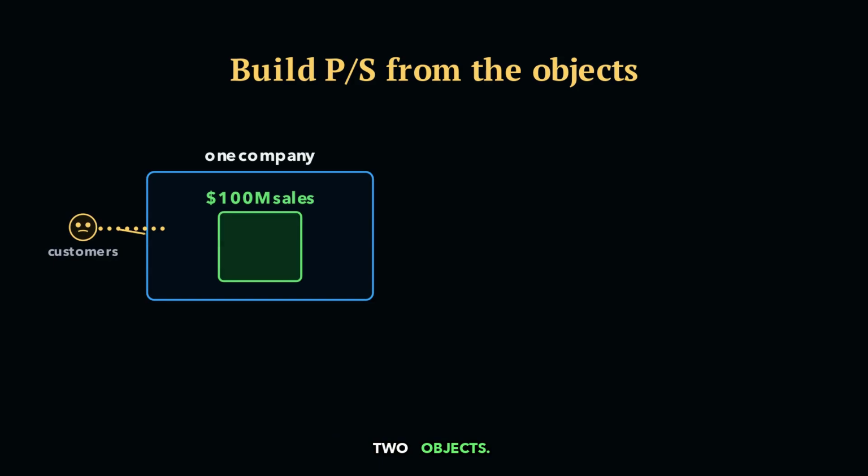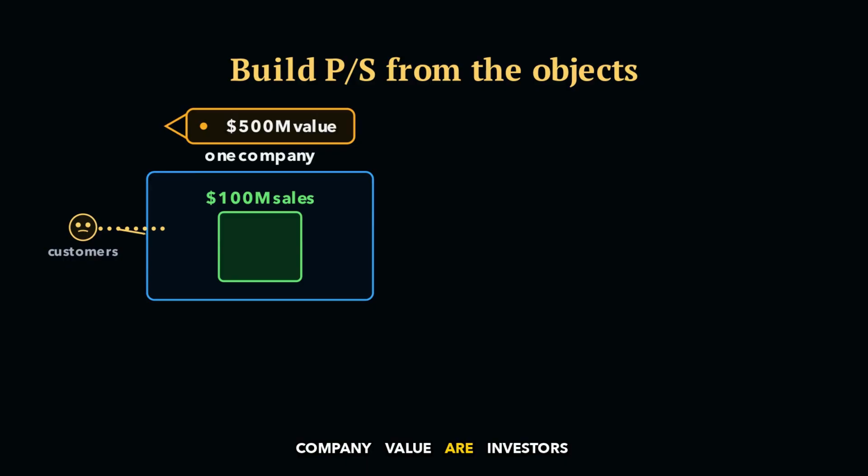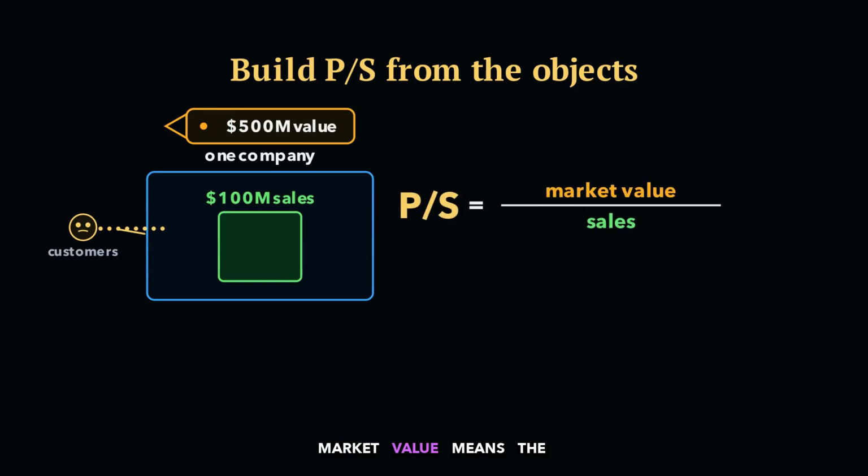Now look at the two objects. On top, the market puts a price on the company. Underneath, customers create sales. PS asks, how many dollars of company value are investors paying for $1 of sales? For the whole company, PS equals market value divided by sales. Market value means the stock market's price for the whole company. The finance word is market cap. But the plain English idea is, what is the market saying this whole company is worth?